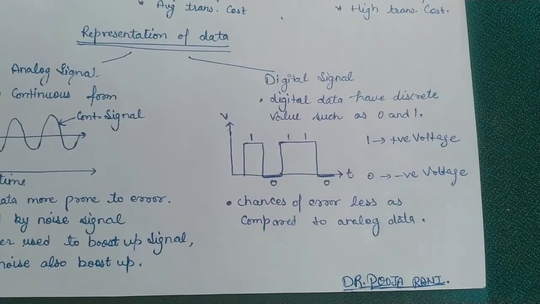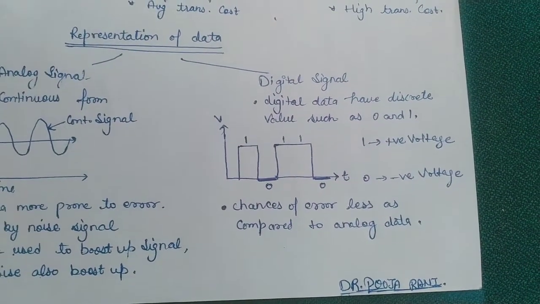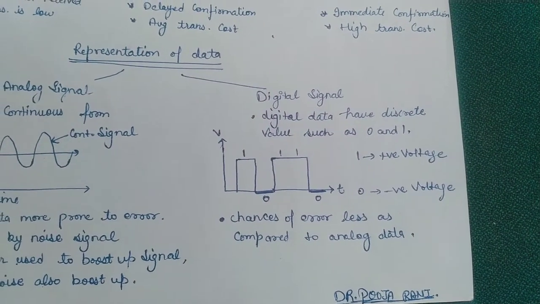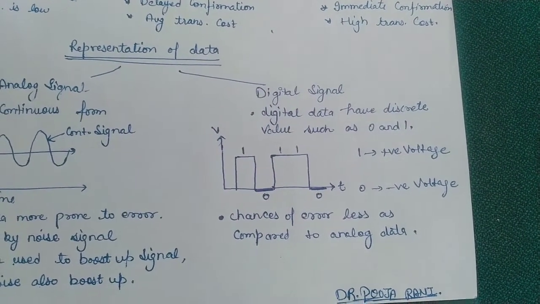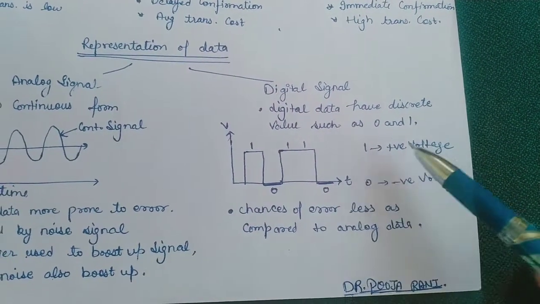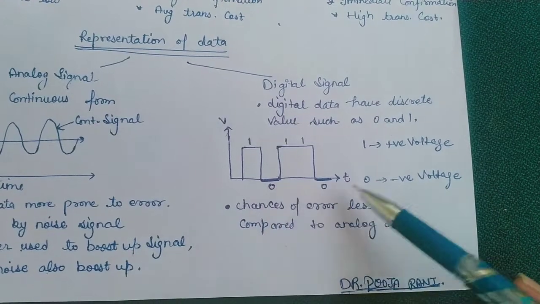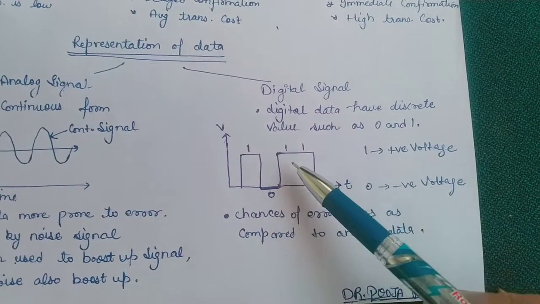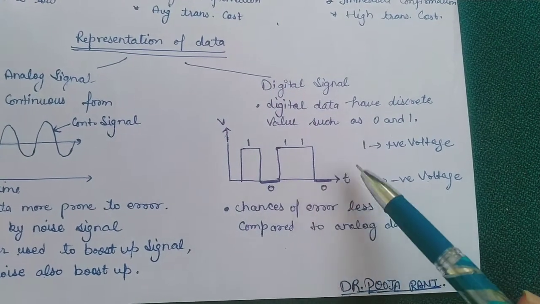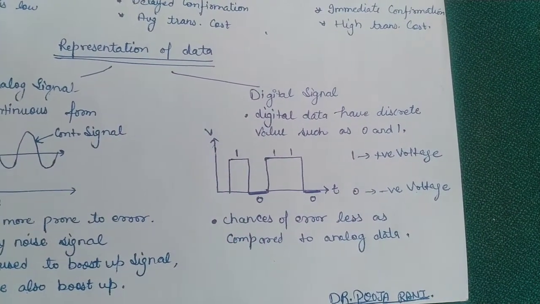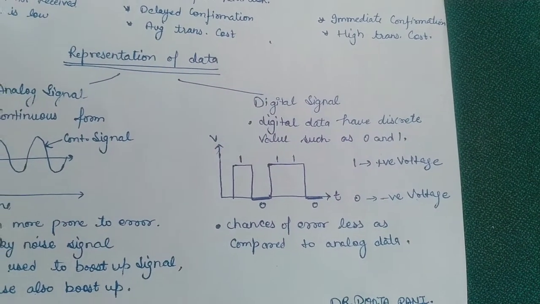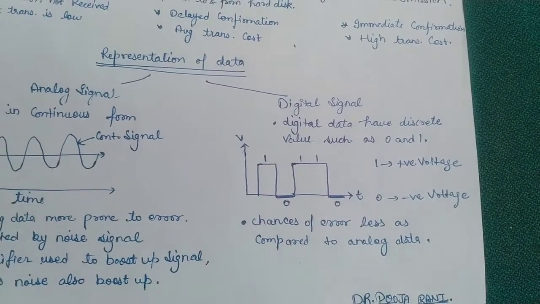So the next representation of data is the digital signal. A digital signal uses 0 and 1 for the representation of data. 1 uses the positive voltage, that is plus 5 volts, and 0 is for false or the negative voltage. When we have 0 representation for the data, at that time there is no transmission of data. In comparison to the analog signal, chances of error are less in the digital signal.